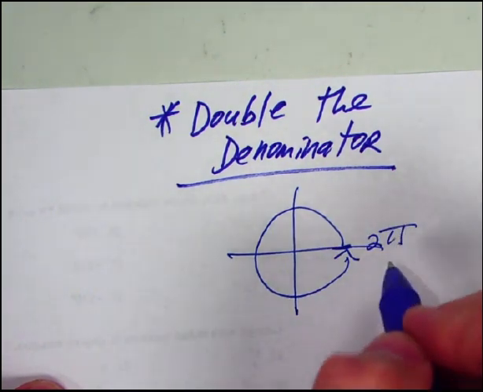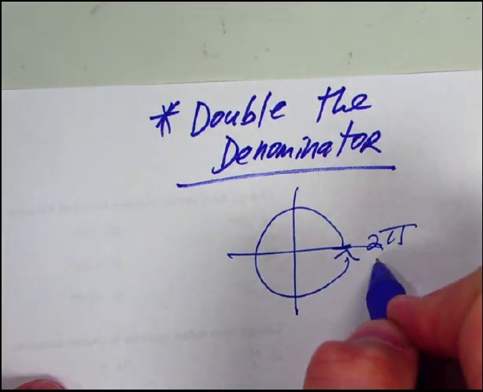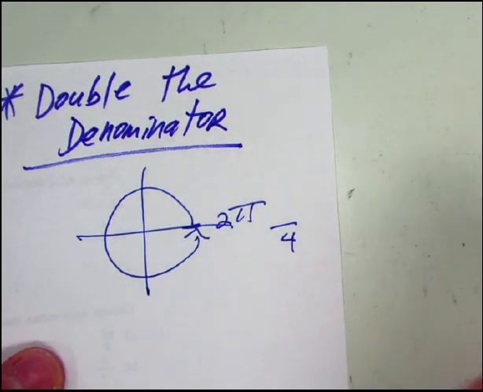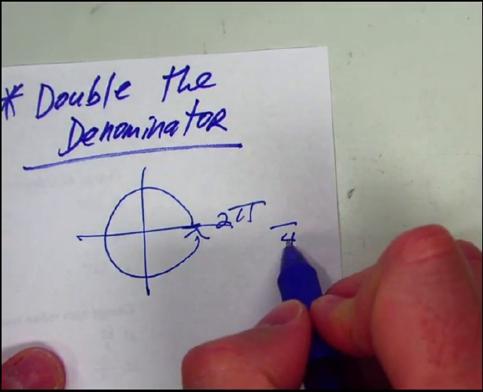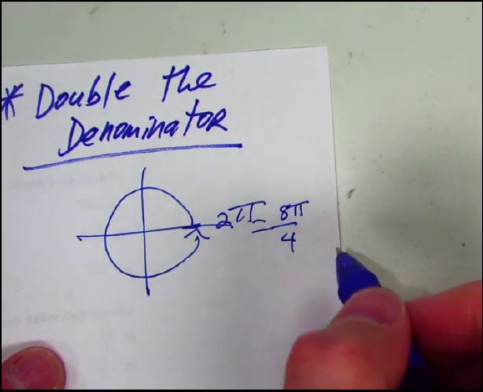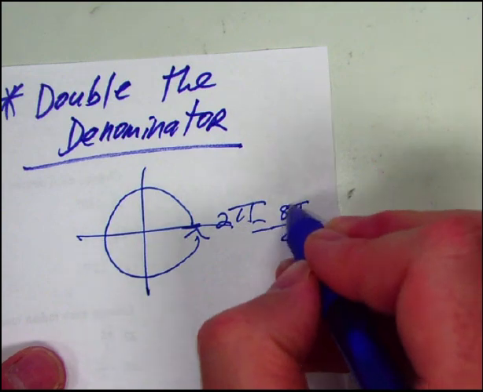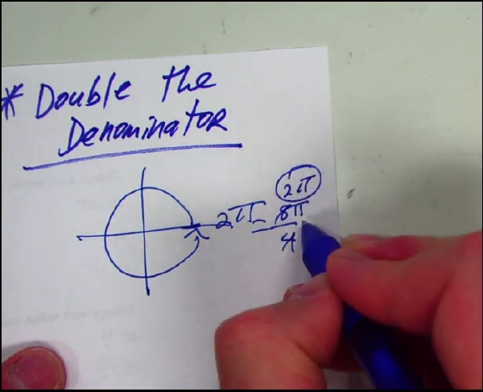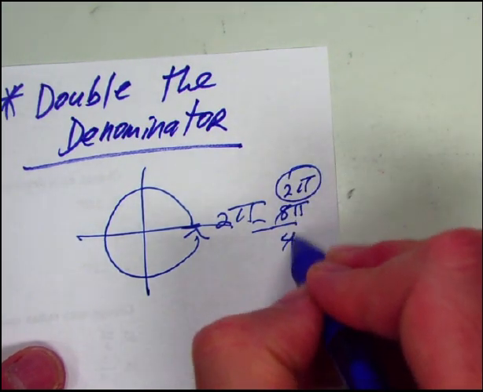You need to be able to understand what that looks like if I have a denominator of, let's say, 4. Well, if my denominator is 4, I double it, that's 8. So 8 pi over 4 would make a full lap. 8 divided by 4 is 2. That's 2 pi. That's what this reduces to. So we need to be thinking about double that number.